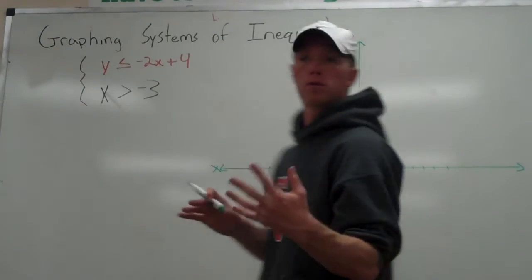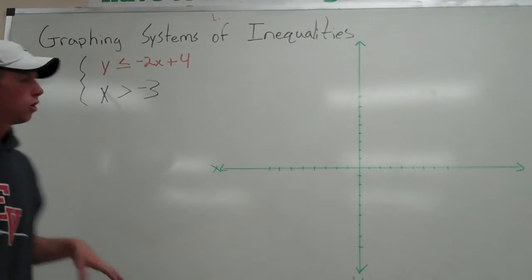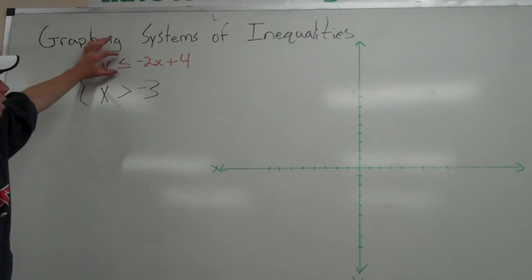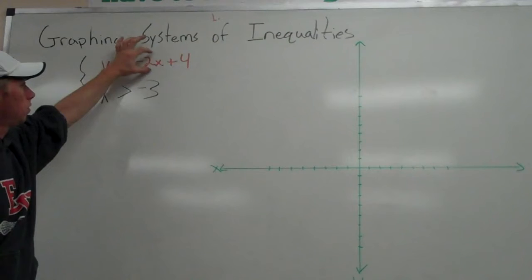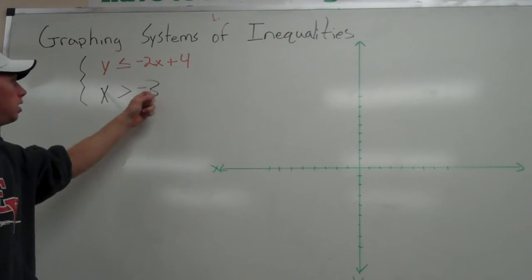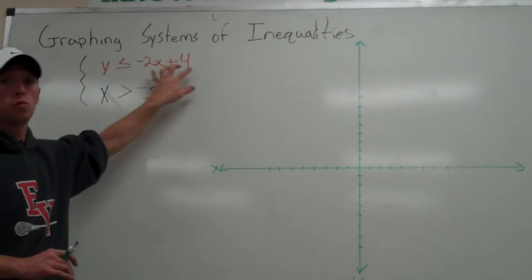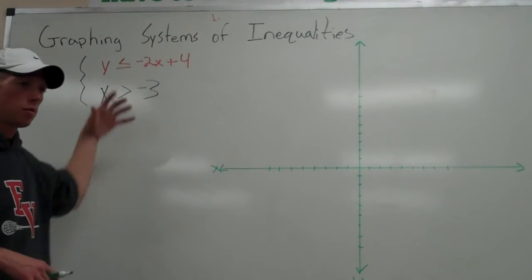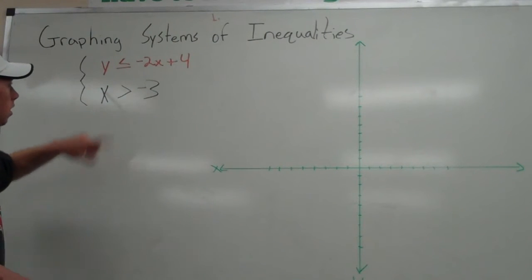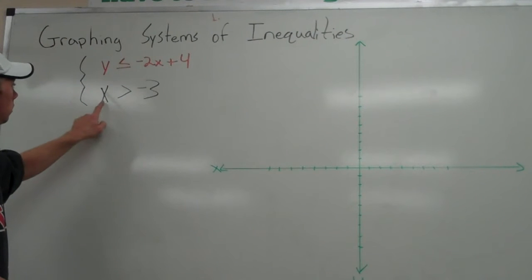So another example of graphing inequalities is something that looks like this. We've got y is less than or equal to negative 2x plus 4, and x is greater than negative 3. So I know a couple things already. I know this is in slope-intercept form, and that I'm going to have to shade one side or the other of a line that should be solid. The line should be solid because I have or equal to.